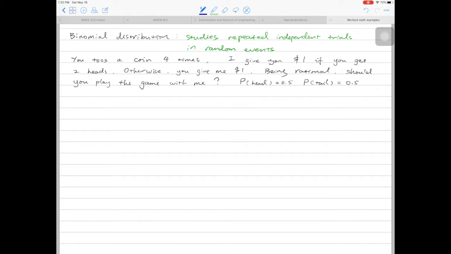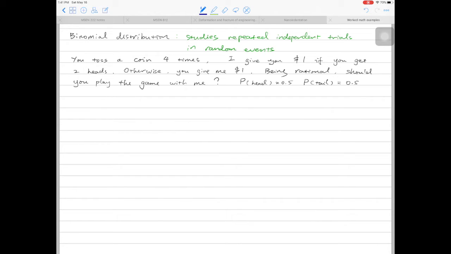In the example here, if you toss a coin 4 times, I will give you $1 if you get 2 heads, otherwise you will give me $1. Being rational, should you play the game with me or not? Assuming the probability of tossing a head is half and the probability of tossing a tail is also half.